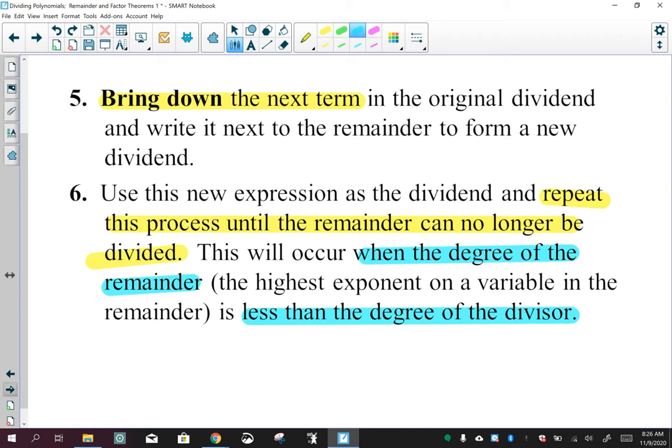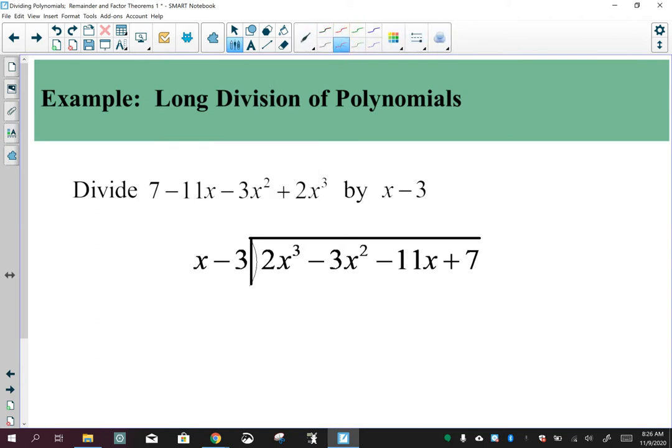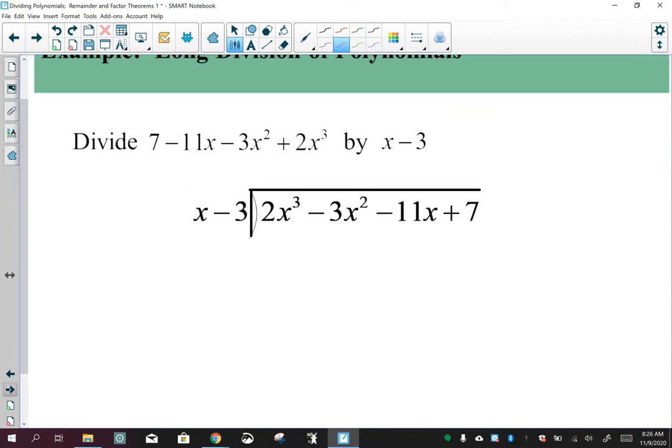So let's actually walk through a couple of these. We're going to divide 7 minus 11x minus 3x squared plus 2x cubed by x minus 3. The first thing we need to do is arrange everything in descending order and make sure that there's nothing missing. So the x minus 3 has nothing missing. And then the 2x cubed minus 3x squared plus 11x plus 7, that's all there as well.